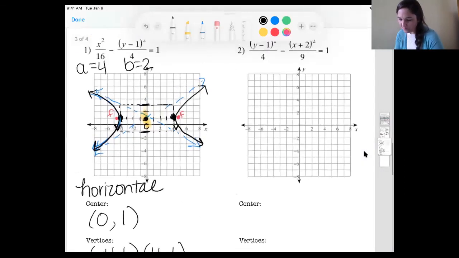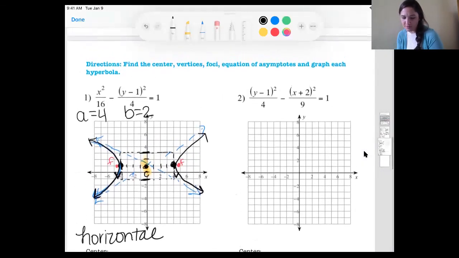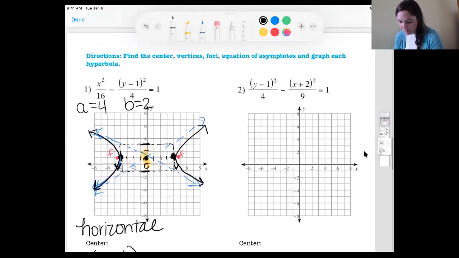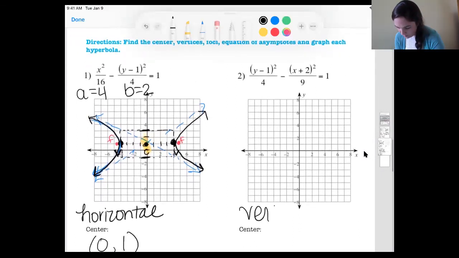So we're done there. So we've got another hyperbola here to graph. So I've got y first. If y is first, I know it's going to be y-ish. My branches swoop up and down. So therefore its orientation is vertical.